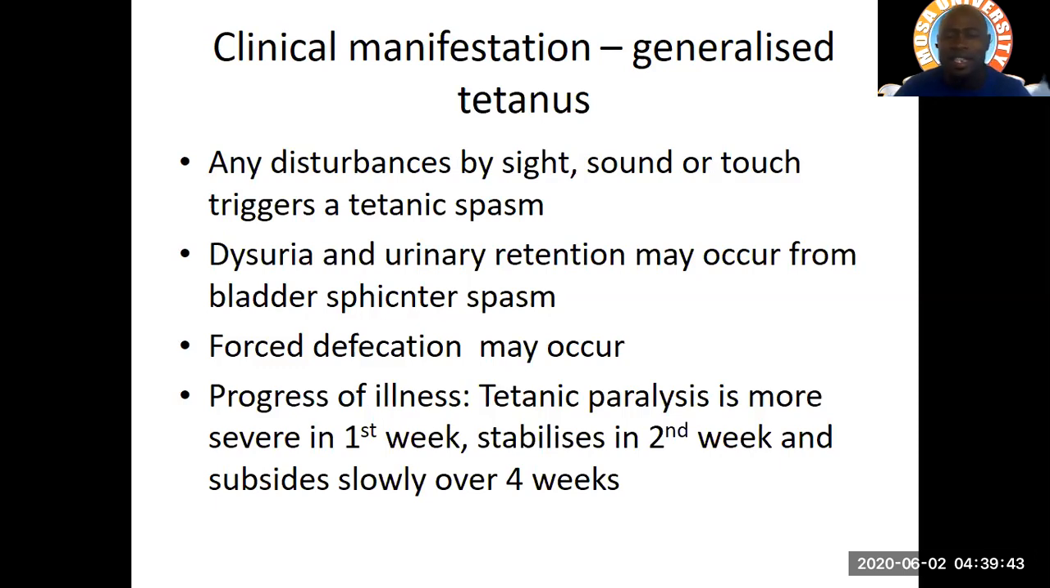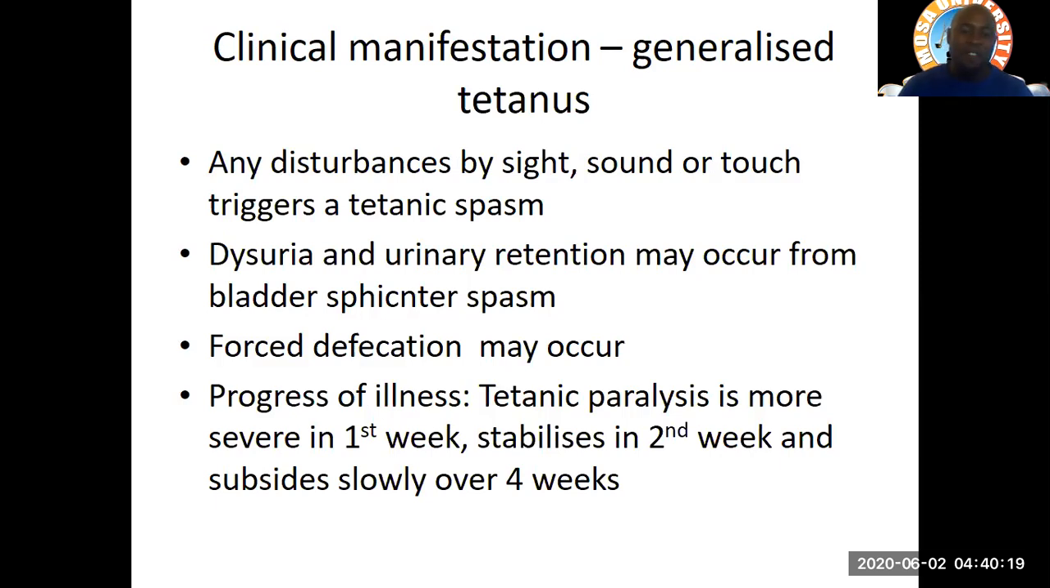So we know that there are these spasms occurring in this body. As a result, sometimes there's opposition of the muscles. These babies present with dysuria and also urinary retention, and these all come as a result of the spasms occurring on the bladder sphincter. Sometimes these spasms may also bring about forced defecation in the neonates.